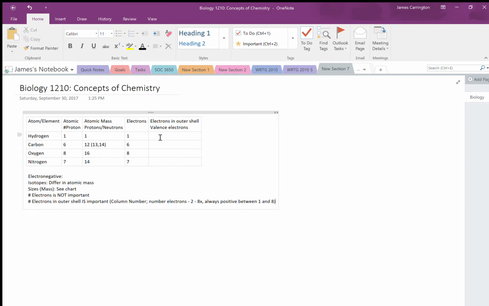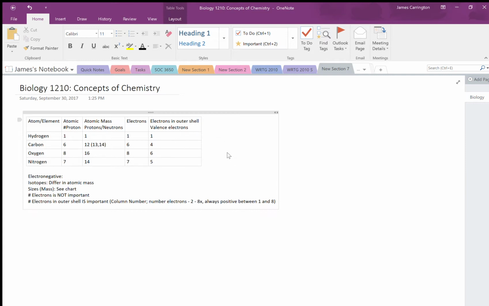So for example, with hydrogen, if you take 1, it's minus 2 first. 1 minus 2 is negative 1, so we can't have that, so we're going to have 1 electron in the outer shell. It's also in the first column. Carbon has 6 electrons. You take 6, minus 2 first, which gives us 4. If we subtract 8 from 4, we get negative 4, so we can't have negative numbers. So 4 is our final answer for the number of electrons in the outer shell. For oxygen, 8 minus 2 is 6, and subtracting 8 from that would be negative. Then for nitrogen, 7 minus 2 is 5, so you have 5 electrons in the outer shell.